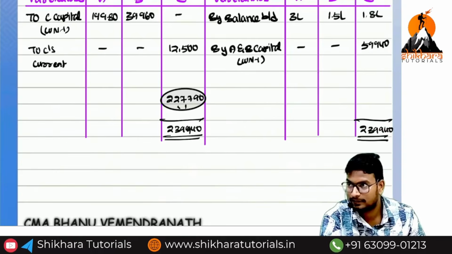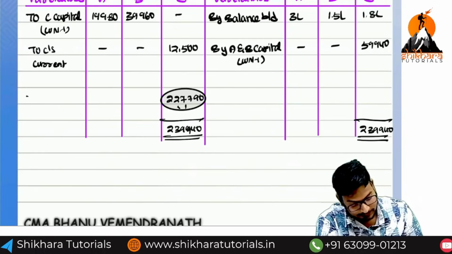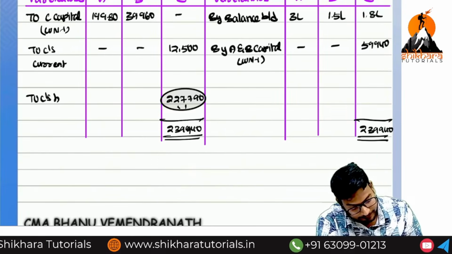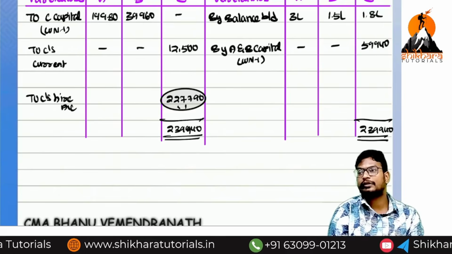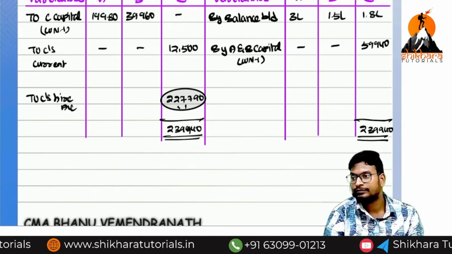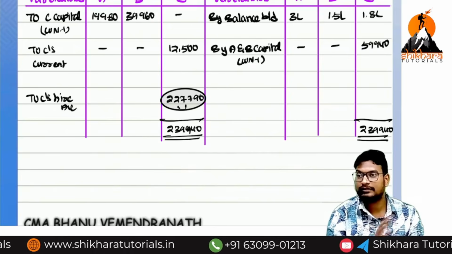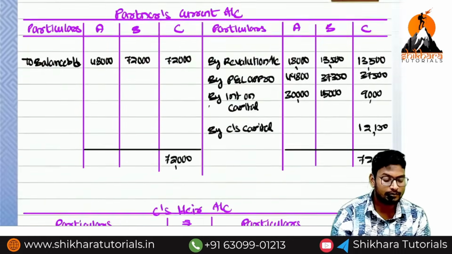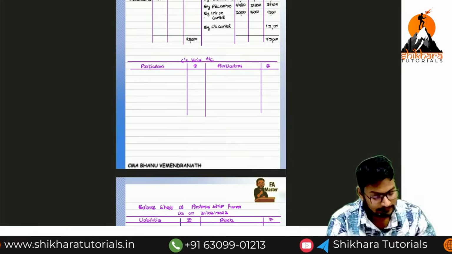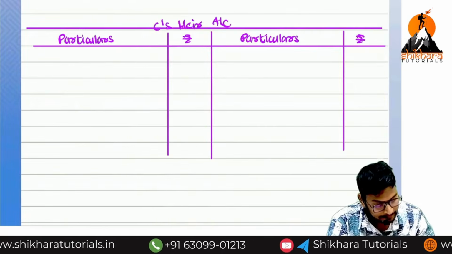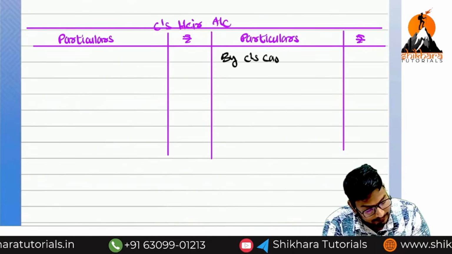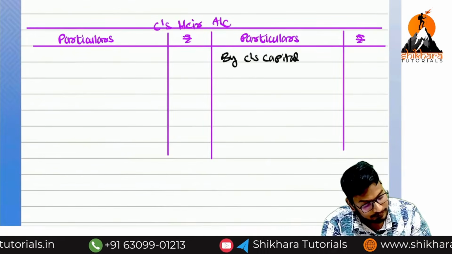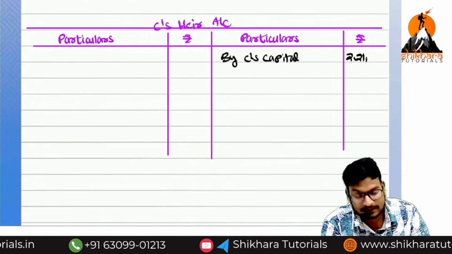To C's heir account. And again we are preparing the C's heir account. Here debit side means there credit side. Go to the C's heir account. By C's capital. What is the balance, amma? 2,21,000.